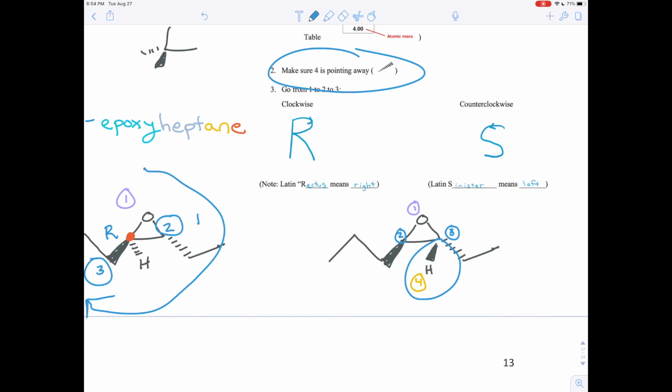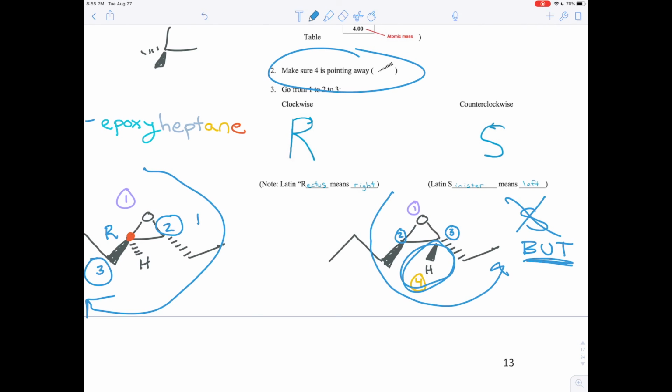Whatever you get, if 4 is pointing out at you, like it is here, you flip the configuration, you switch it. If you get R, then you switch it to S. If you get S, then you switch it to R. You only do that when the fourth thing is pointing out at you, has that solid wedge. So I'm not going to erase the 4 because I have to remember to keep that in mind. I'm going to go from 1 to 2 to 3. That is counterclockwise, and so you would think that it would be S. But 4 is coming out at you, so you switch this, and it's actually R.